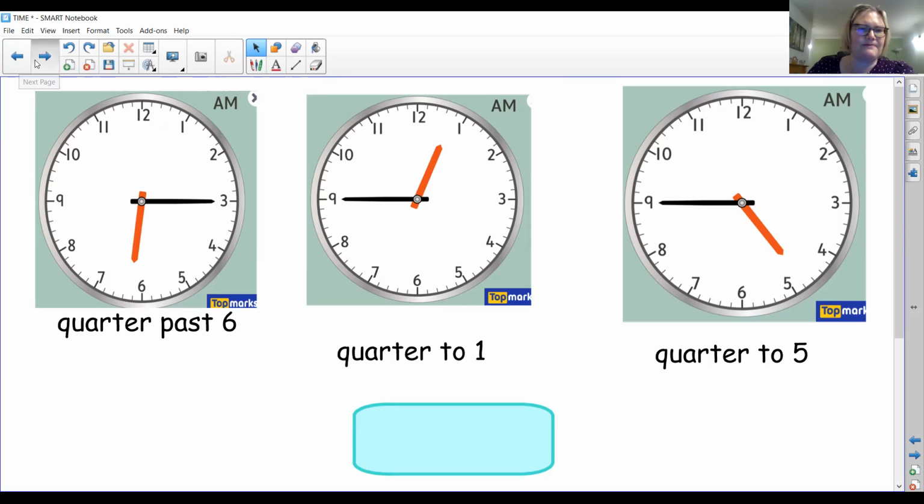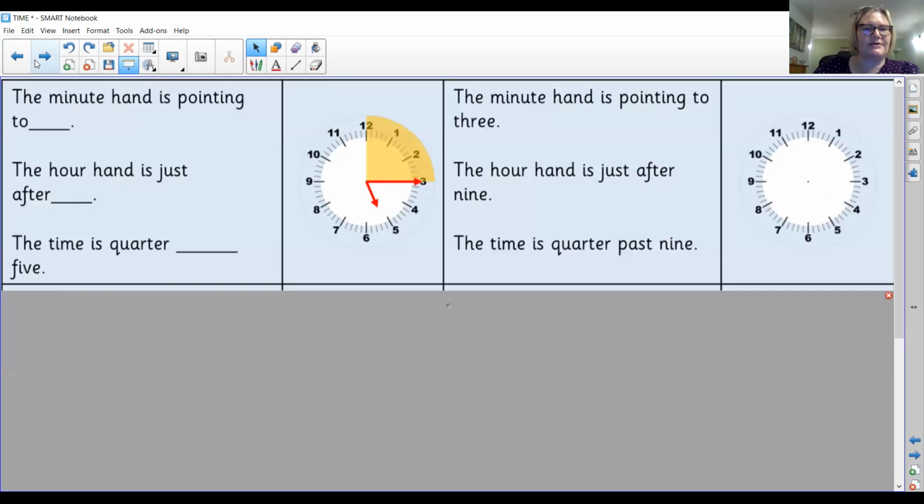Hopefully that makes sense. So, just to show our understanding of this, let's read these together. The minute hand is pointing to, well, look at the minute hand on that clock. It's pointing to the number 3, isn't it? So what does that tell you? Is it a quarter to or a quarter past time? Yes, it's a quarter past time.